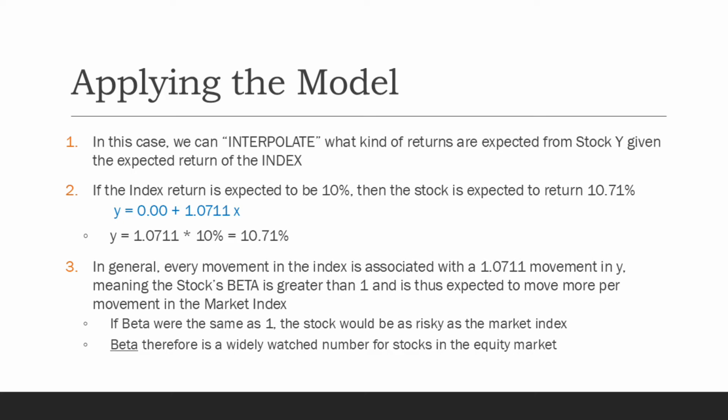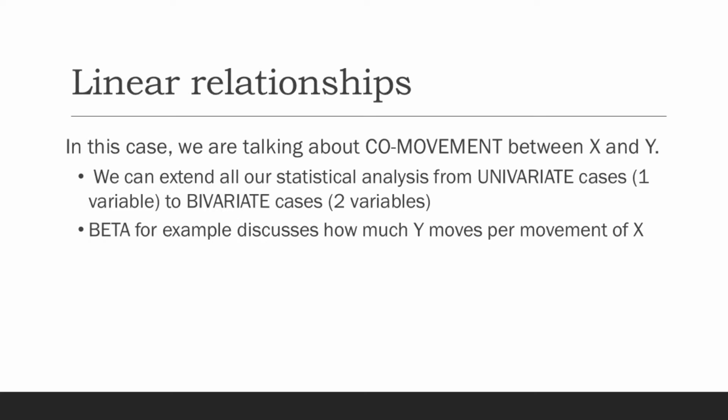So if beta were the same as 1, then the stock would be as risky as the market index. And beta is a widely watched number for stocks in the equity market. Linear relationships. In this case, we are talking about co-movement between X and Y. So notice that we're moving away from what we called univariate cases before. We were just talking about one set at a time. And we're moving now to what's called two variables or the bivariate case.